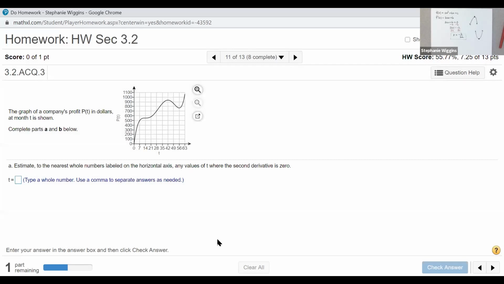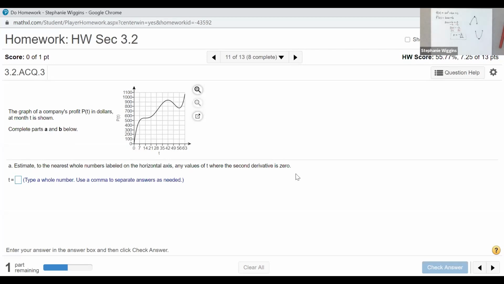So the graph of a company's profit, P of T in dollars, is given by this curve here, and the x-axis is in time. Those are in months. So we have 7 months, 14 months, 21 months, etc. There are parts A and B. Estimate to the nearest whole numbers labeled on the horizontal axis any values of t where the second derivative is 0. That would be an inflection point, right? When the second derivative is 0, that's an inflection point.